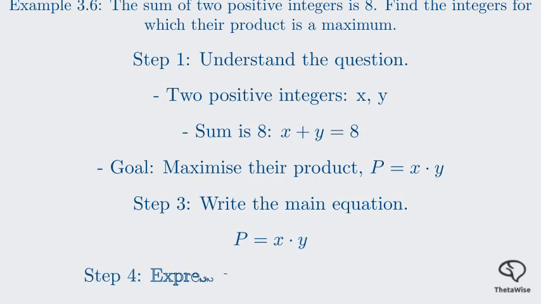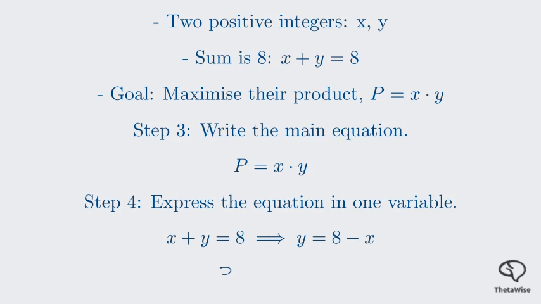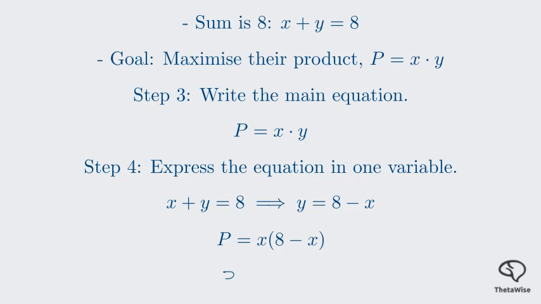Now for step 4, notice our equation has two variables, x and y. We need to get it in terms of just one. We can use the information from the question, x plus y equals 8, to do this. By rearranging the constraint equation, we find that y is equal to 8 minus x. Now we can substitute this expression for y into our product equation. This gives us p as a function of x. Let's expand this to make it easier to differentiate. The product p is now 8x minus x squared. We have successfully created a single variable function to optimize.